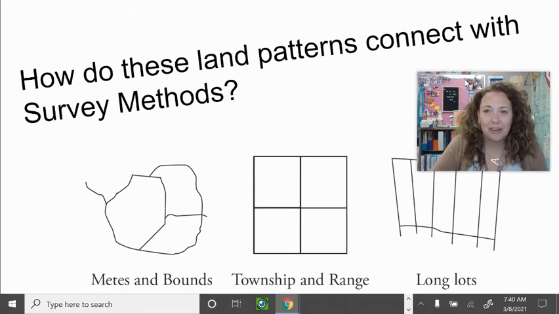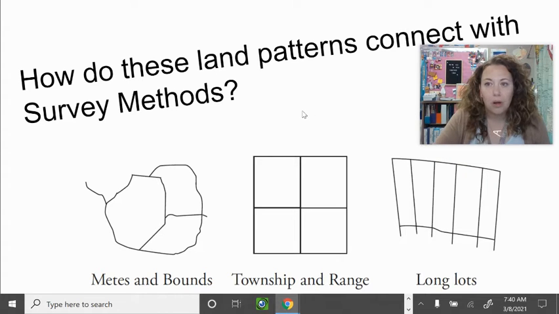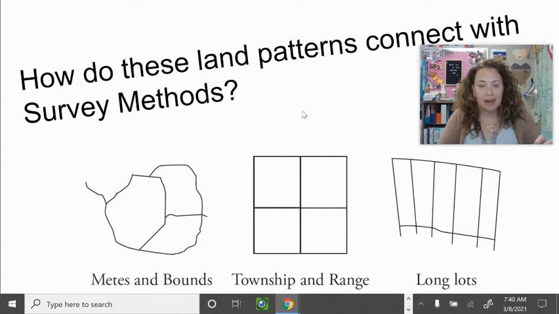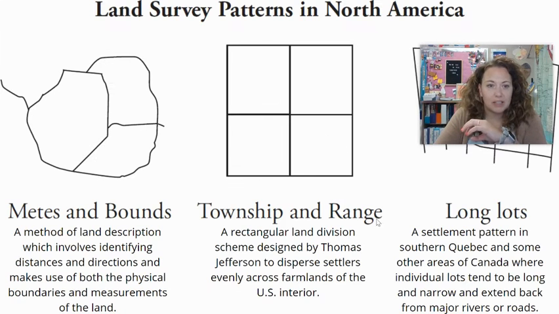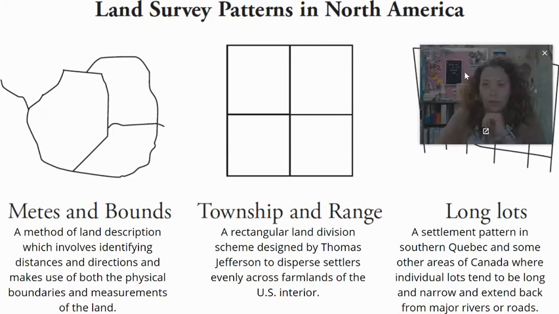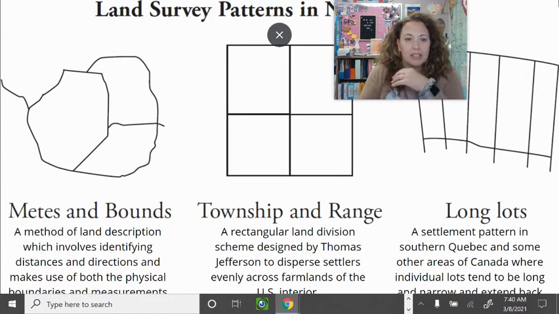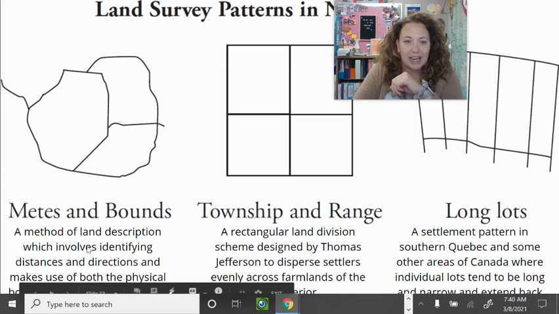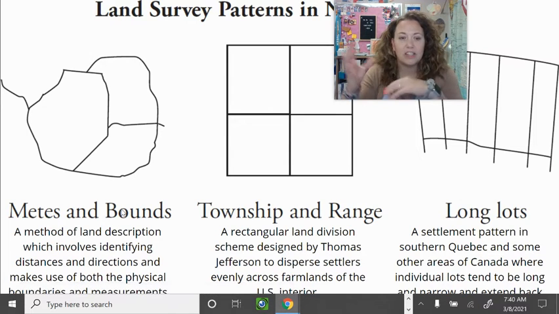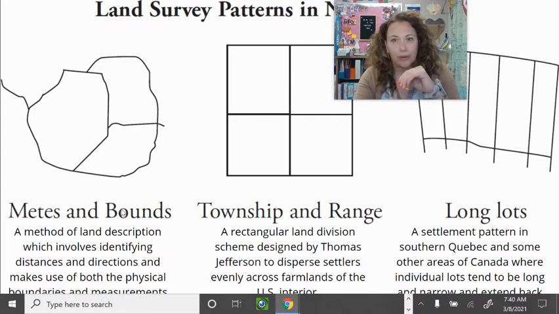Okay, how do these land patterns connect with survey methods? When we talked about metes and bounds survey, township and range, and then that French long lot system, these are all 3 different survey patterns found in North America. So metes and bounds was the method of land description, which involves identifying distances to make use of the physical boundaries and measurements. So again, that's hey, from here to that tree is mine, and from the tree to the river is yours. Township and range, again, that's that grid system.